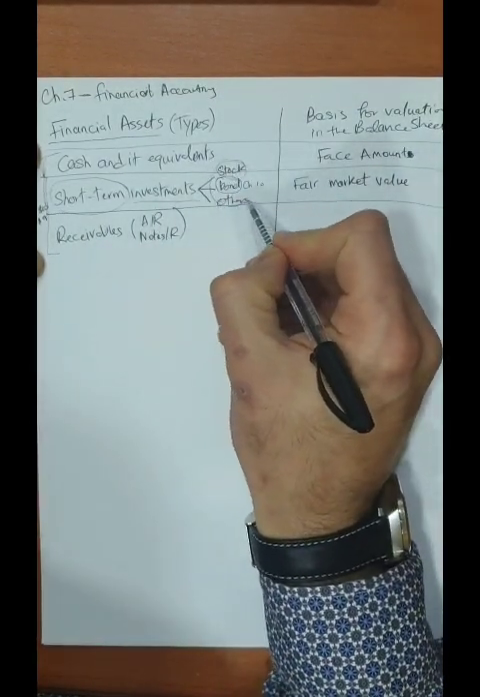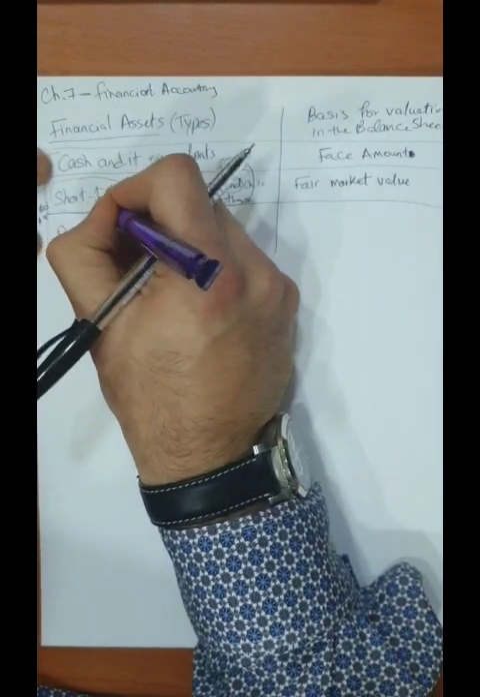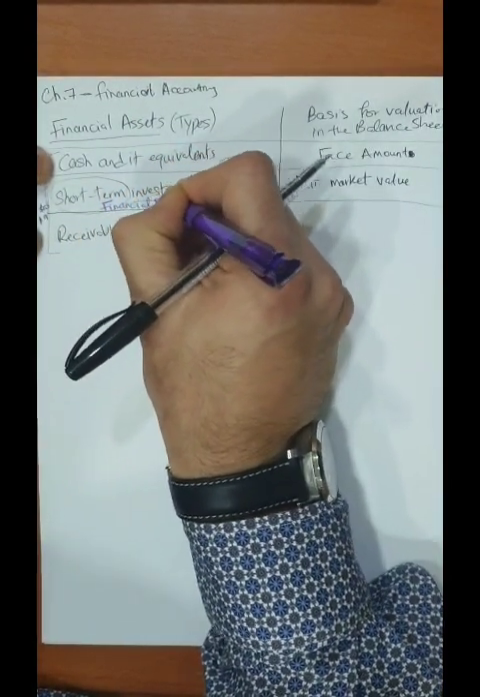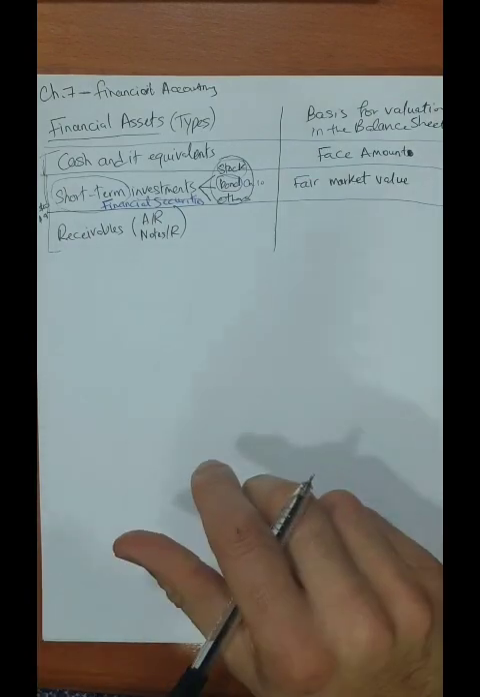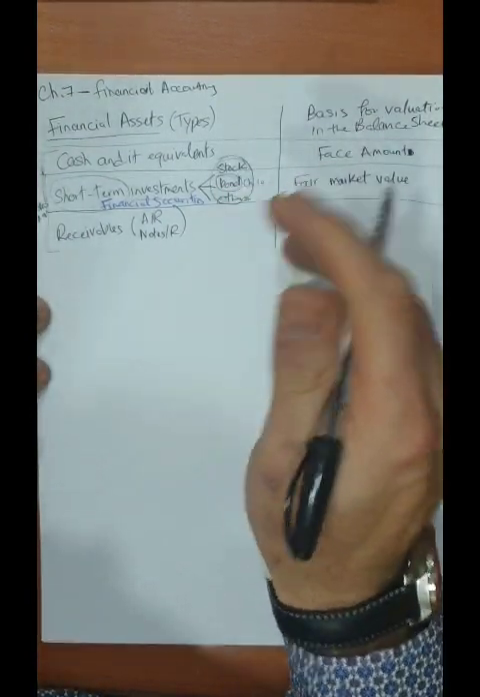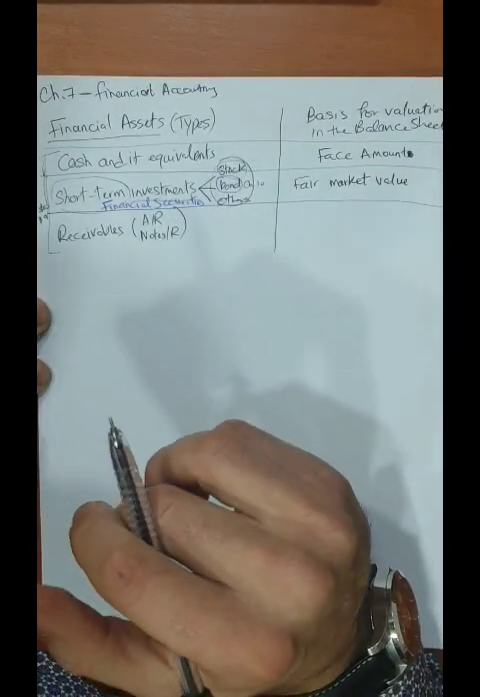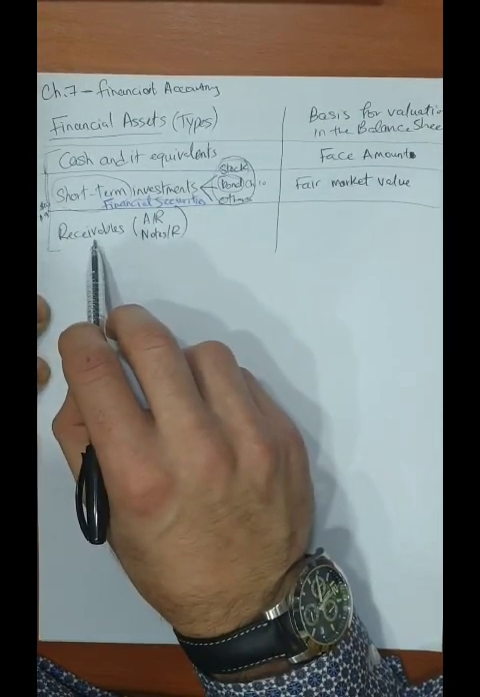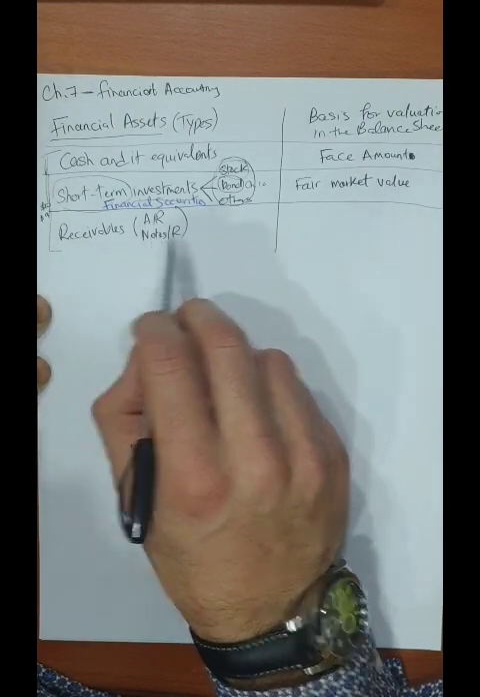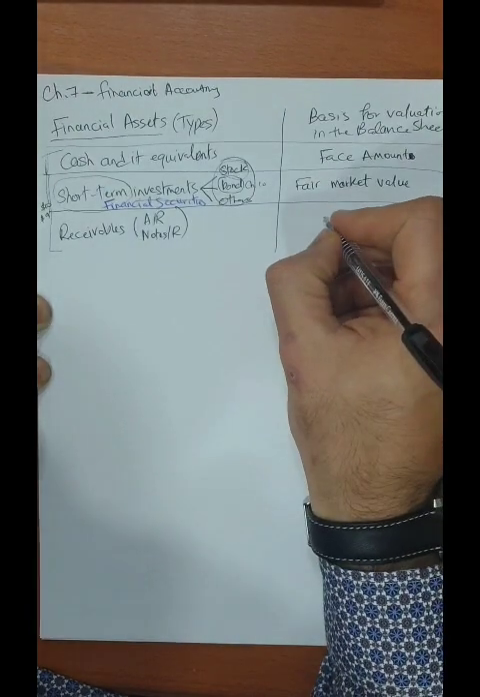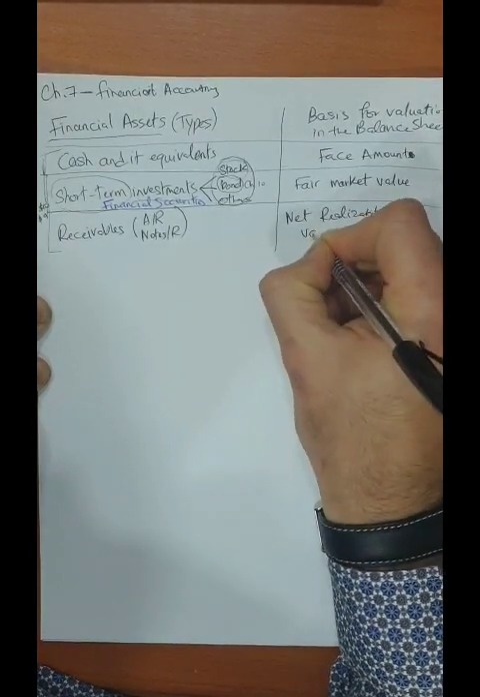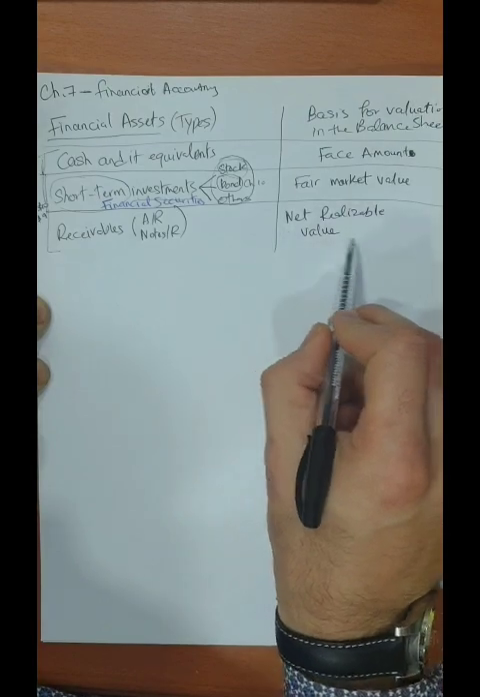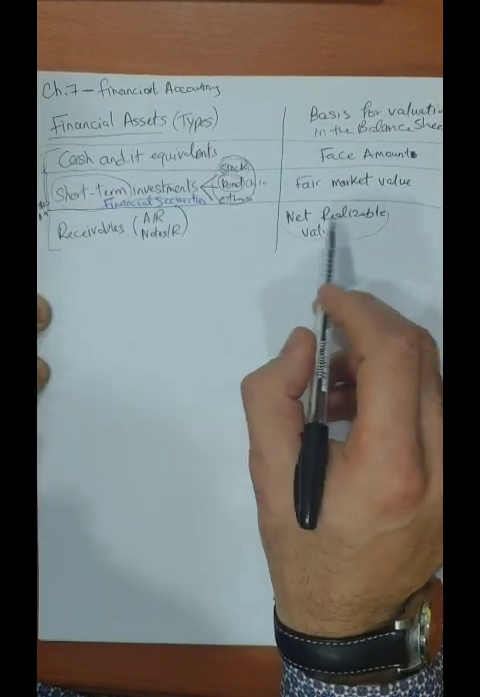Short-term investments are also referred to as financial securities. So short-term investments or financial securities are similar, such as stocks, bonds, and others, financial derivatives, and so on. These are advanced topics. Receivables, account receivables or note receivables, we record them or value them in the balance sheet based on the net realizable value. And we will discuss in this video how to compute this net realizable value.